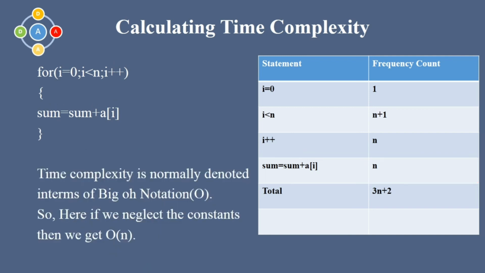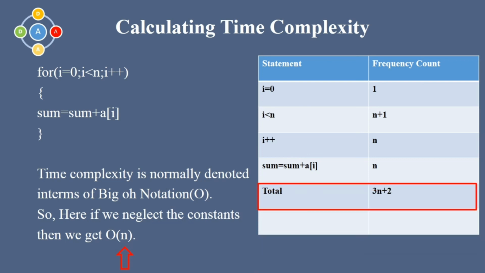Now we sum up all these frequency counts to find the total time complexity. So I sum up 1 plus n plus 1 plus n plus n. That is equal to 3n plus 2. We usually denote time complexity in terms of big O notation. So in this total frequency count 3n plus 2, I am going to neglect the constants 3 and 2. So for this for loop, the time complexity is big O of n.